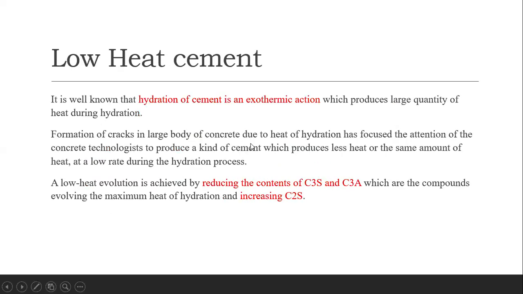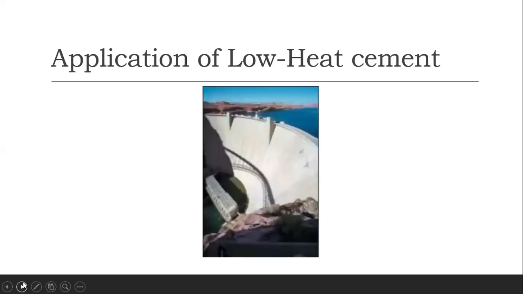And next type of cement is nothing but low heat cement. So here this type of cement will be made by reducing the C3S, that is tricalcium silicate, and tricalcium aluminate contents, and increasing the dicalcium silicate content. So automatically the strength attainment will be enhanced and reduces the heat presence inside the mixture. And the main application of low heat cement is mass concreting, such as dam construction.